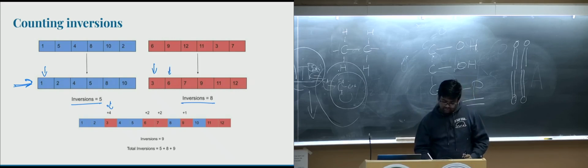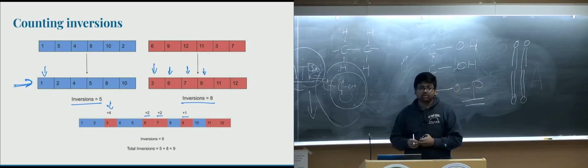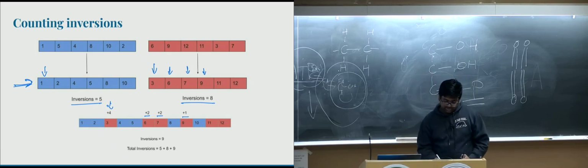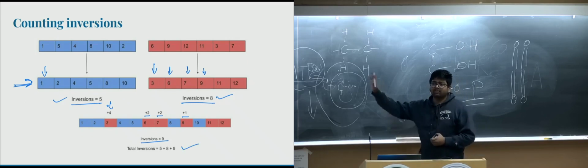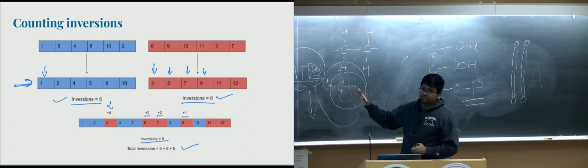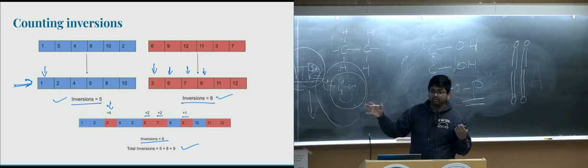Similarly for 6 it turns out to be 2, for 7 also 2, and for 9 it's 1. For 11 and 12 they are in the exact same position, that's why it's 0. In the end, we add this merge count and the inversions from the left and right sides, and that will be our total answer. So this is the motivation. This works: if we are somehow able to find the correct inversions for the left and right sides, we will get the right answer.